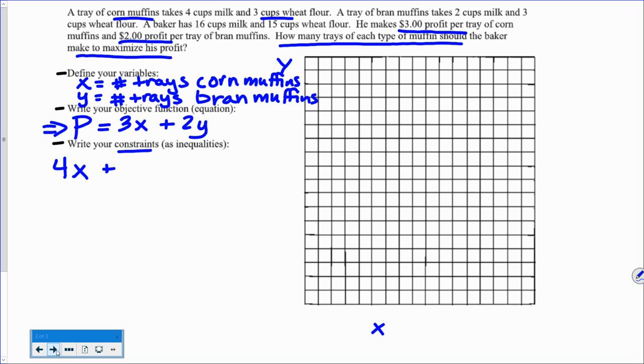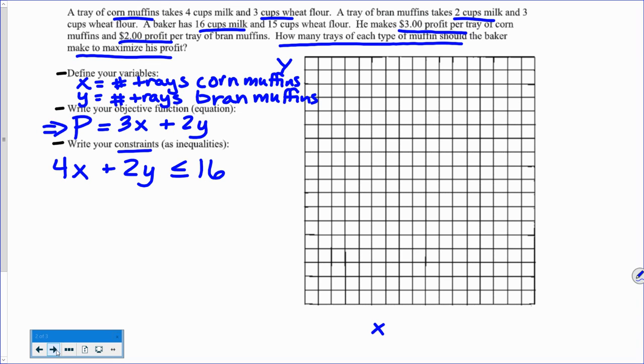Let's see, okay, over here. So the 2 cups of milk for the bran muffins, every tray would be represented by Y. And then we cannot go over, so I'll use less than or equal to the 16 cups of milk that the baker has. So that will be one of our constraints that we will need to graph.